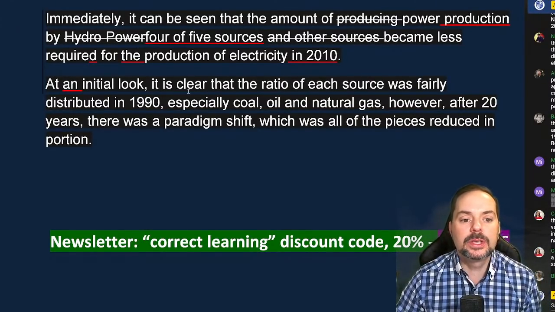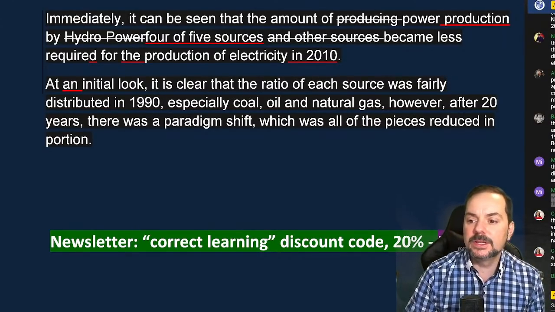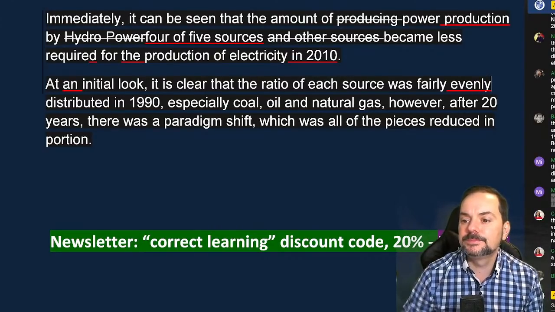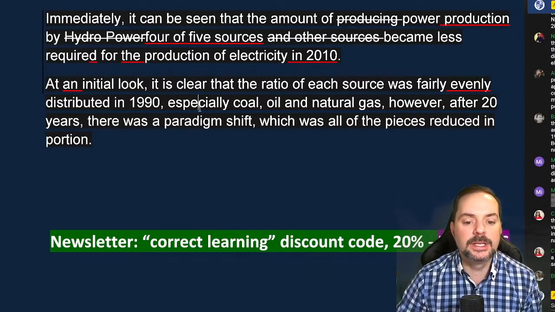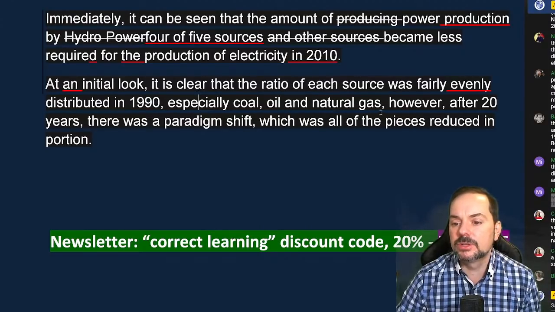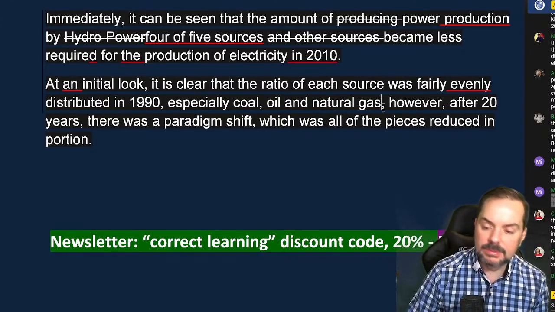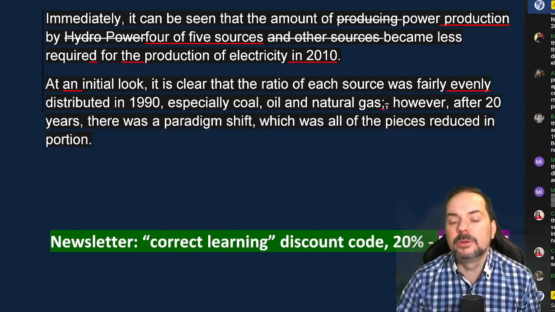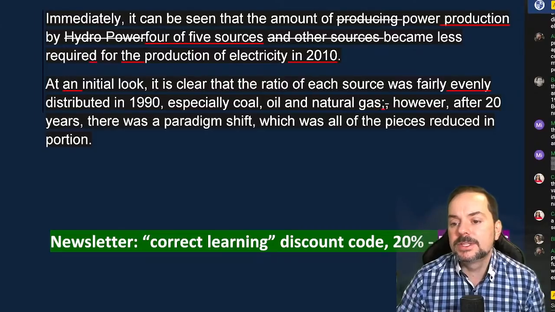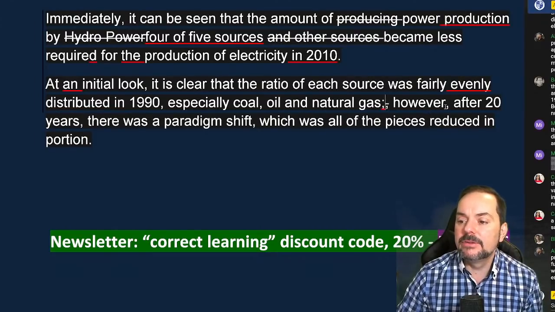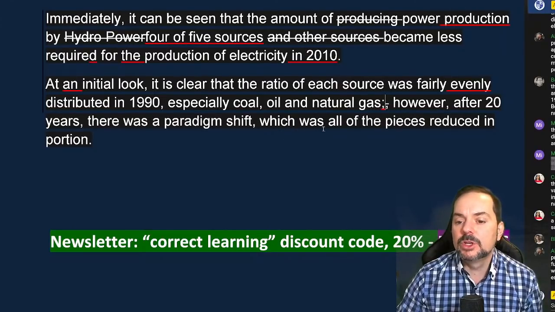At an initial look, it is clear that the ratio of each source was fairly evenly distributed in 1990, especially coal, oil, and natural gas. I would probably use a semicolon there, a little bit of a longer break. So instead of a quarter break, go for a half break or a half stop. However, after 20 years, there was a paradigm shift, which was all of the pieces reduced in portion.